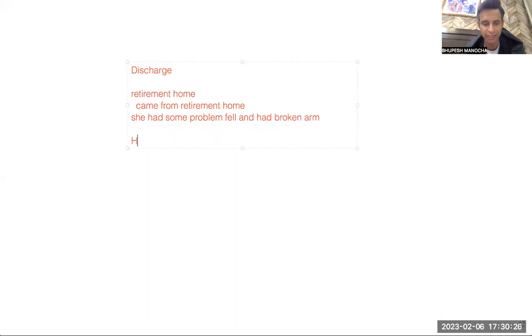Suppose she had a very bad viral infection, having respiratory issues. So she was brought to the emergency ward. But she's from a retirement home. She actually lives in a retirement home. So now in the exam, there would be two major concerns.